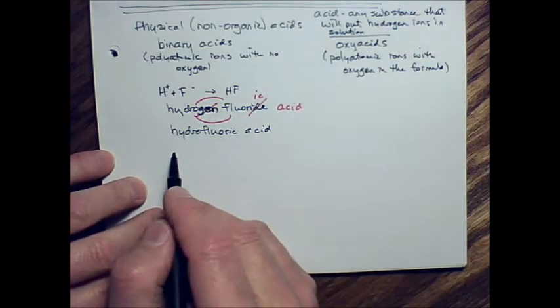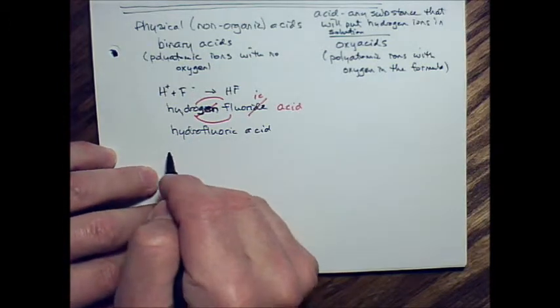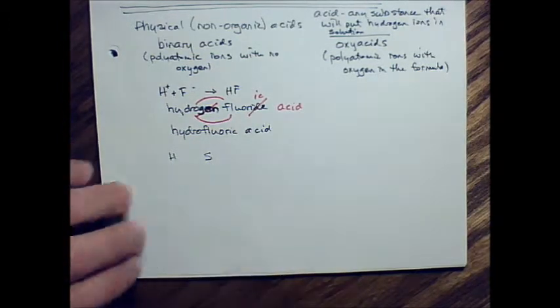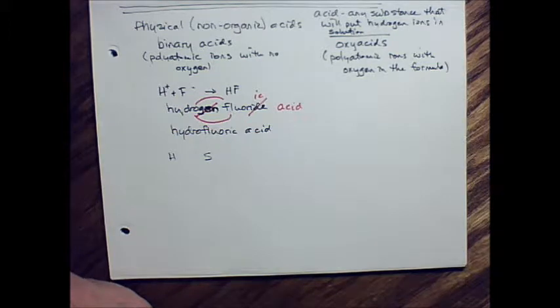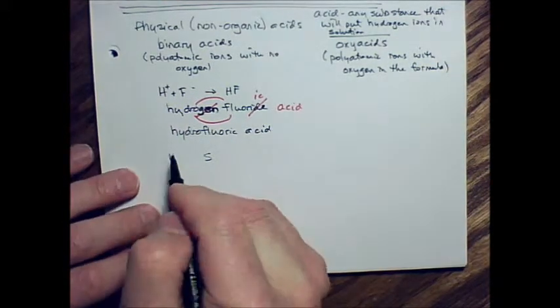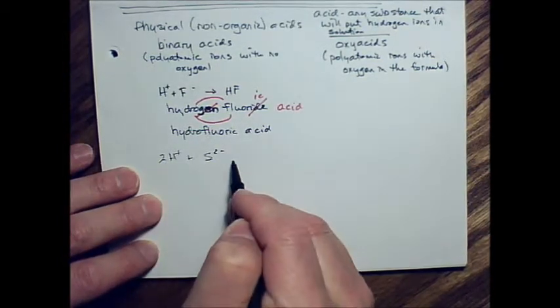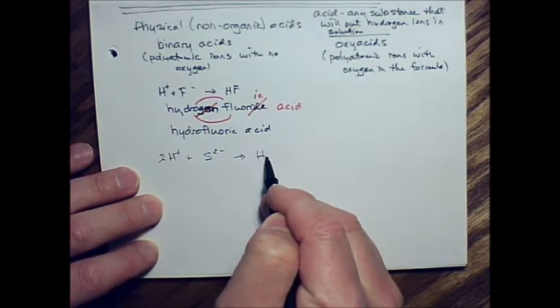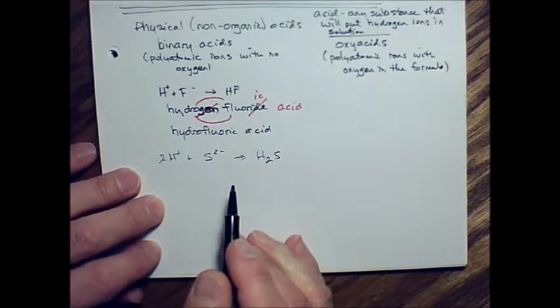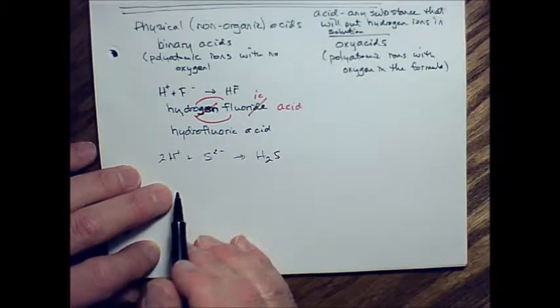Okay, all right, let's try another one. Why don't we put together hydrogen and sulfur? Hydrogen and sulfur. We're about to run out of time. I won't help you through this because we're running out of time. Okay, sulfur's 2 negative, and we put it together, we get H2S. Okay, what are we going to name this one?